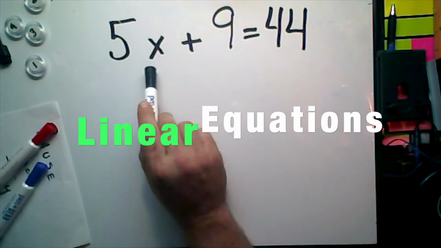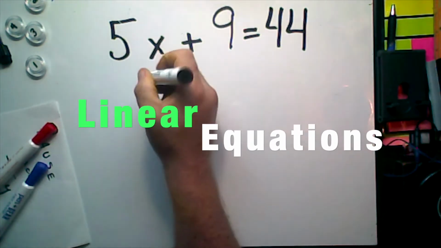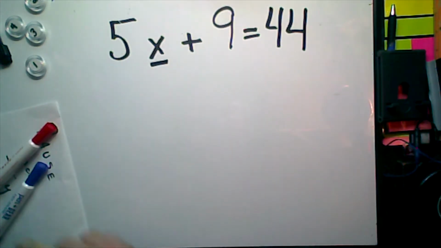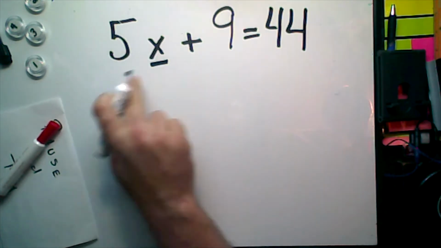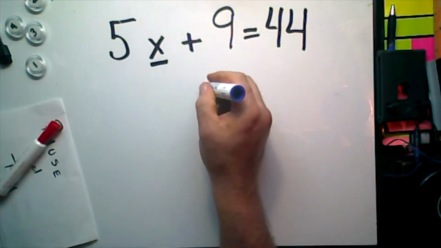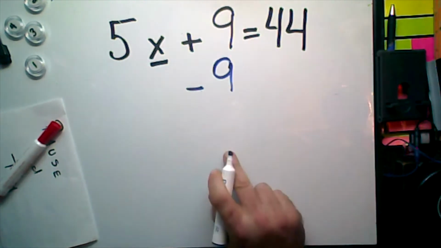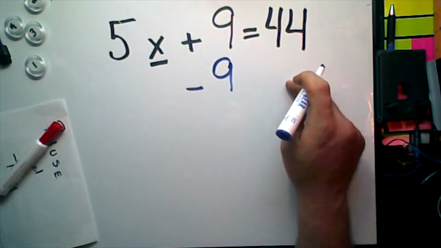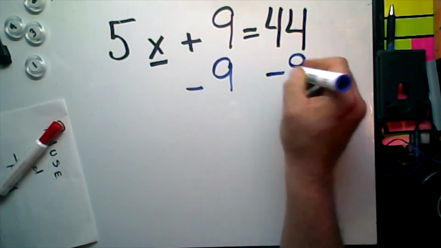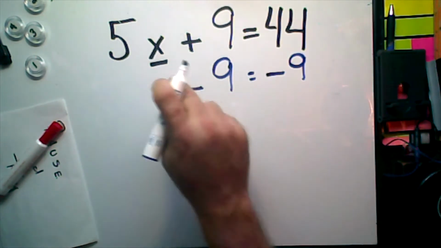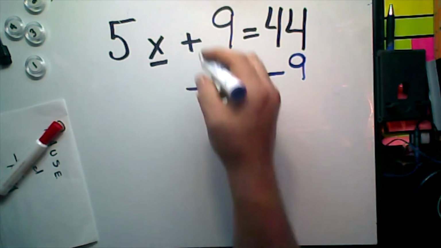Okay, today's 5-minute math is about linear equations, which is two-step algebra. We're going to need to get this x all by itself, which means we've got to get rid of this 5 or this 9. Let's get rid of the 9 first. So that's a positive 9. We do a negative 9 underneath it. And since there's an equal sign, to be fair, we've got to do a negative 9 on the other side. That way we're adding and subtracting the same amount on both sides.